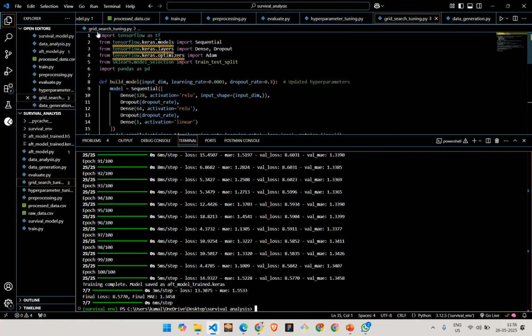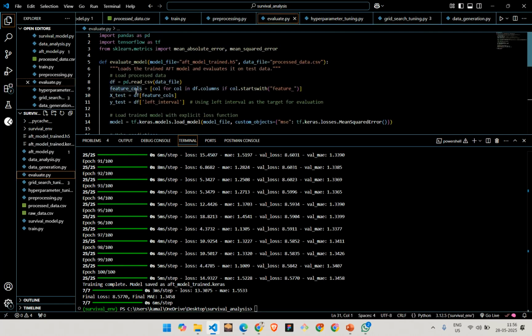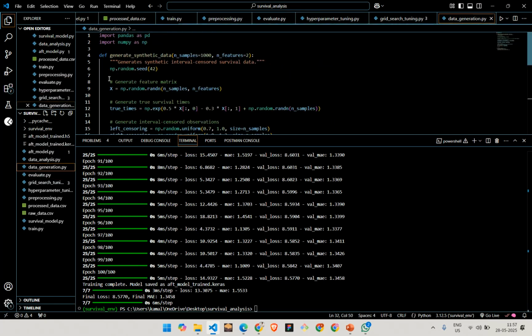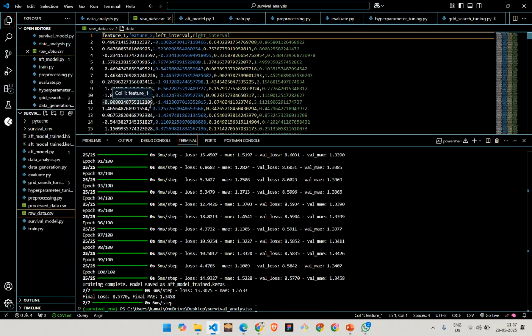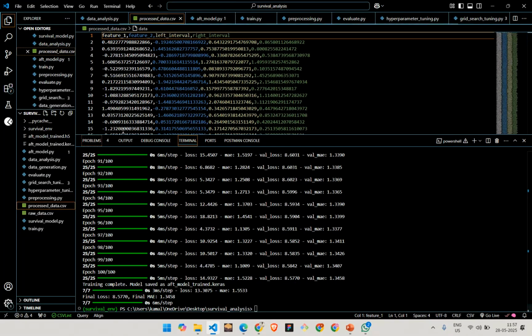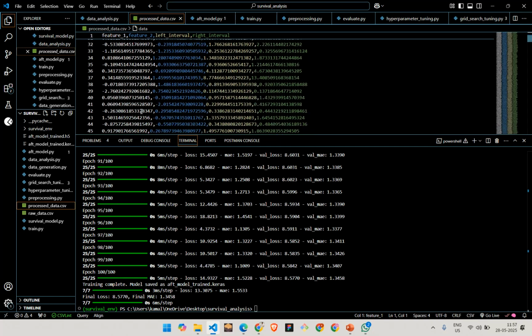And yeah, as you can see here, we are using TensorFlow for grid search, which is a deep learning library, and pandas and TensorFlow for our data. And here numpy, you can see everything. And this is the csv file for our raw data, and this is the processed data we have provided.